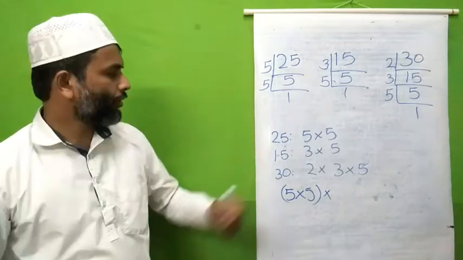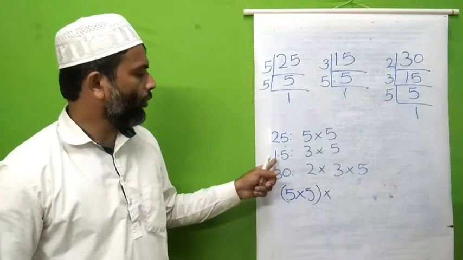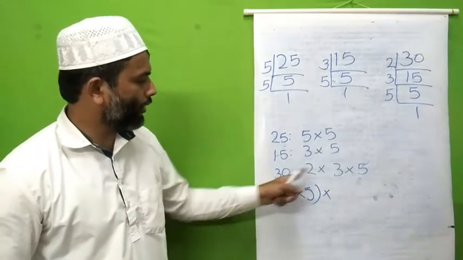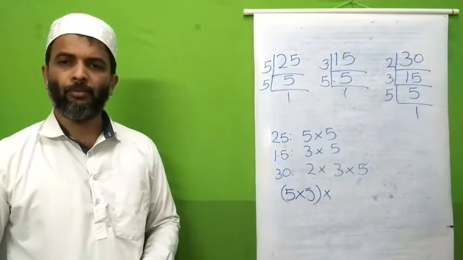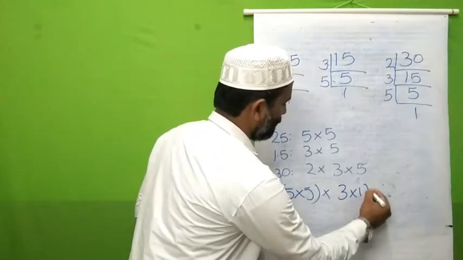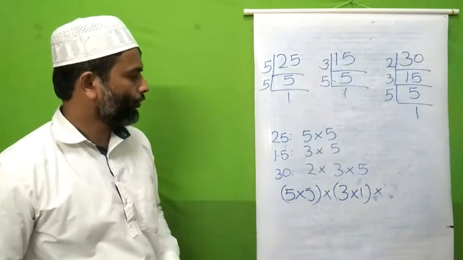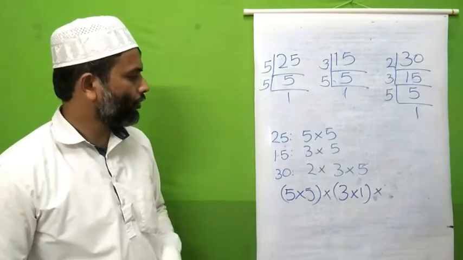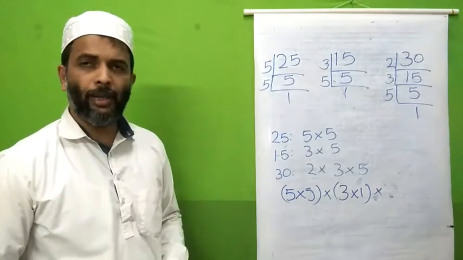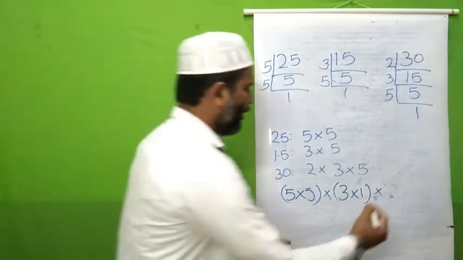Which is the next number? 3. How many times 3 in 25? 0. How many times 3 in 15? 1 time. How many times 3 in 30? 1 time. So we consider 3 into 1. Next number 2. How many times 2 in 25? 0. How many times 2 in 15? 0. How many times 2 in 30? 1 time. So I write 1 into 2.